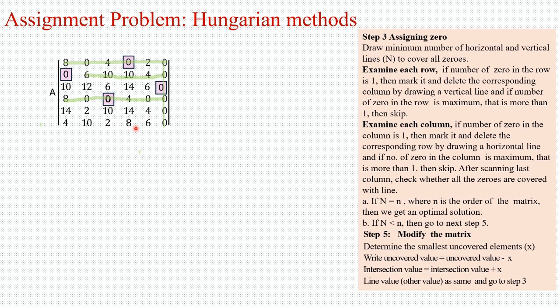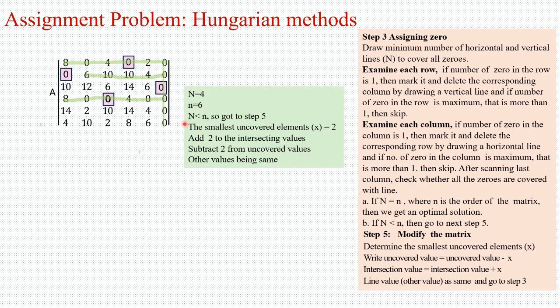Fifth column, there is 0 but this 0 is covered by line. Sixth column is already deleted. Check whether all zeros are covered by lines. Here all zeros are covered by lines. Note, if not, we will have to do diagonal scanning. Now, in this problem all zeros are covered by lines, so we go to next step.